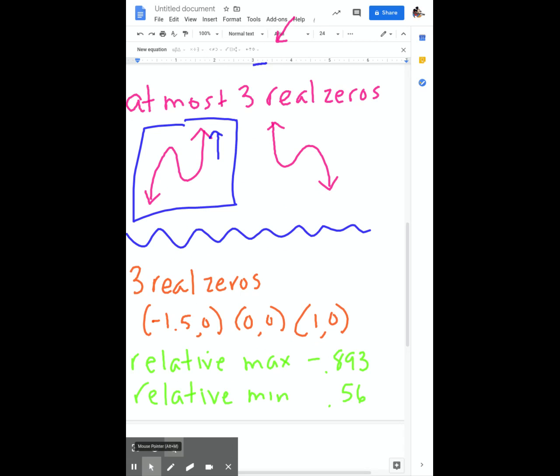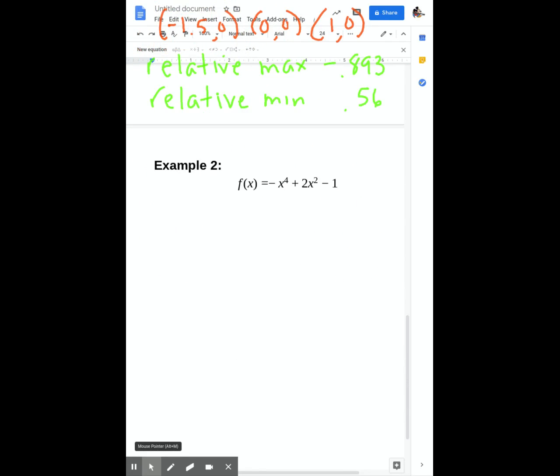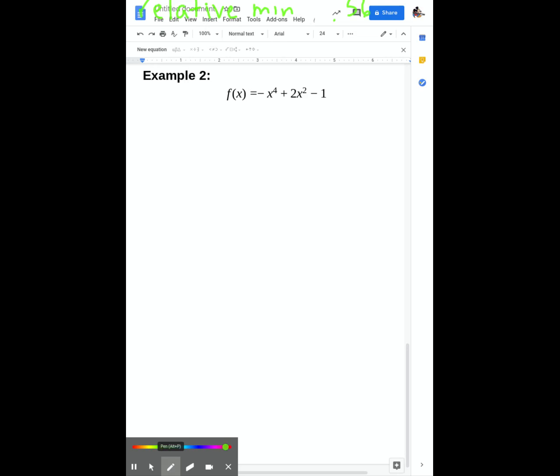I'm actually going to scroll down now and do a second equation. So if I look quickly at this one, example 2 here, again, we're going to do the same thing with this that we did with the first one. This is degree 4. So that degree 4 tells me that there are at most 4 real zeros.